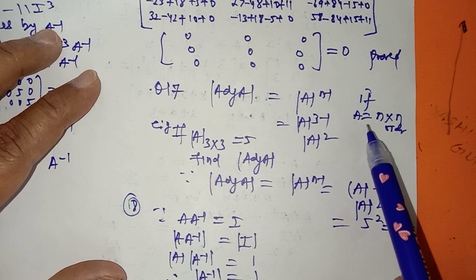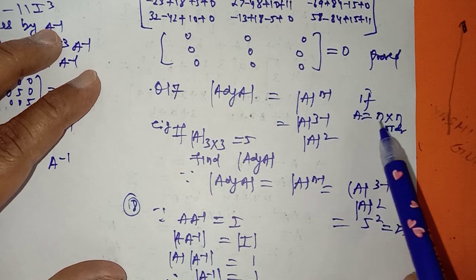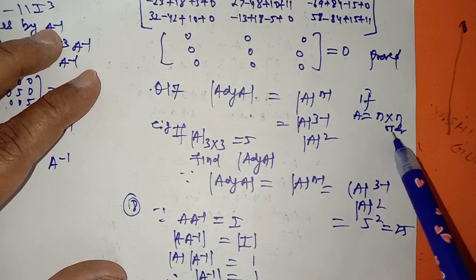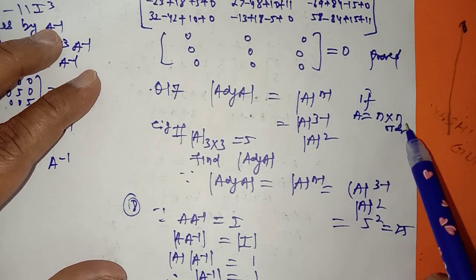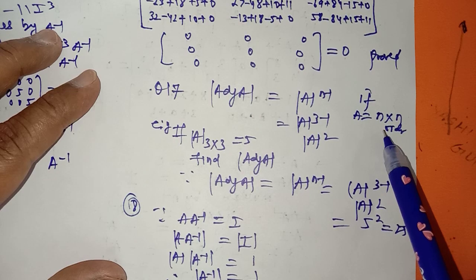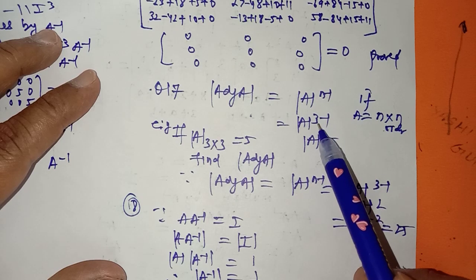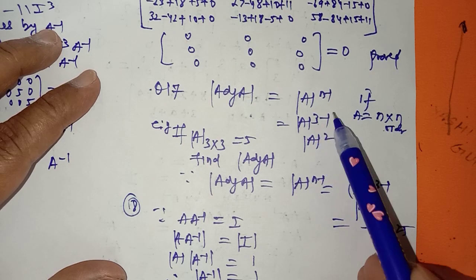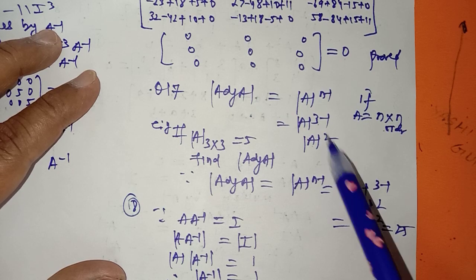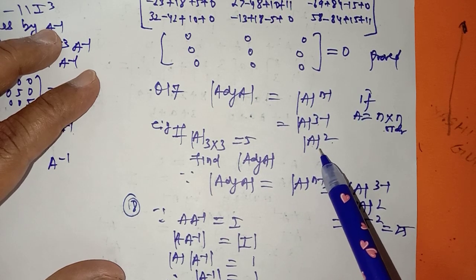Here it is given that A matrix is of n by n order. So use this formula. Now in this question, the order of the matrix is given as 3. Here it is a 3 by 3 matrix. So the value of n is equal to 3. So determinant of adjoint A is determinant of A squared. This is the formula, and this is the answer of this question.